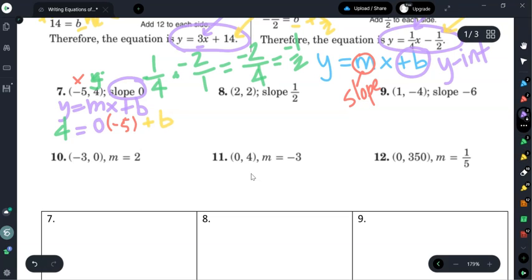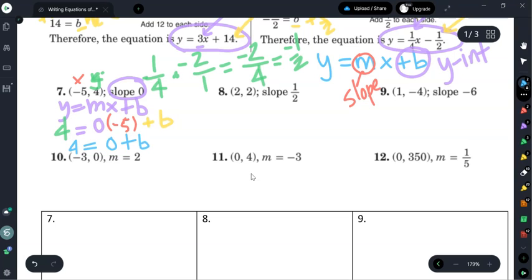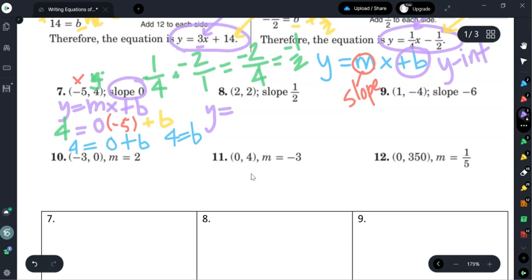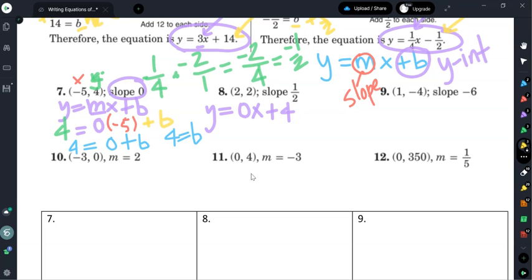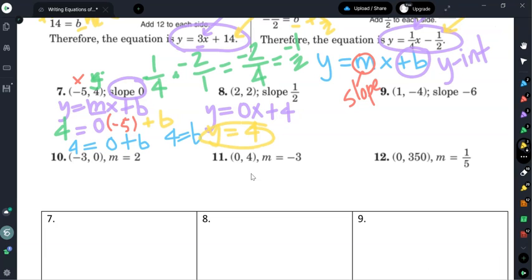So let's simplify. 4 equals, well, what's 0 times -5? It's just 0. So technically, this is actually over a little quicker than our other example. b is actually going to equal 4. So now I can write my equation. y equals, and what's m? 0, x plus 4. But 0x, I really don't need to write 0x. So this is going to be an example where we just have a horizontal line. This slope is 0. So your equation will look like this.